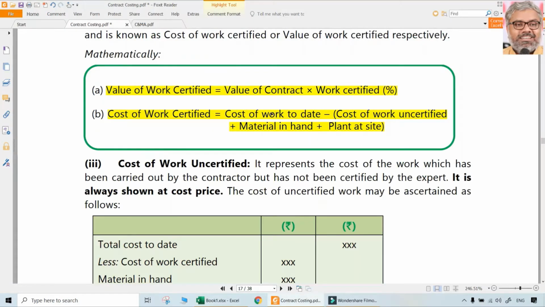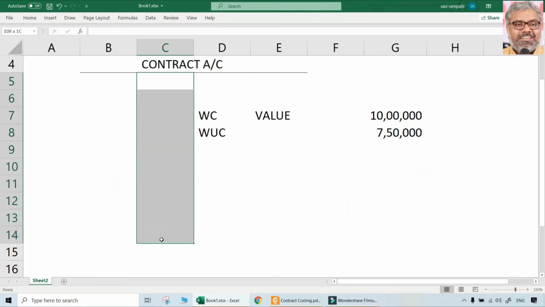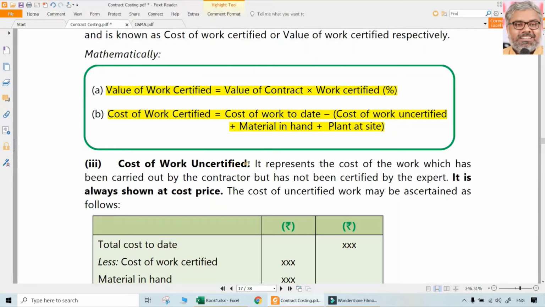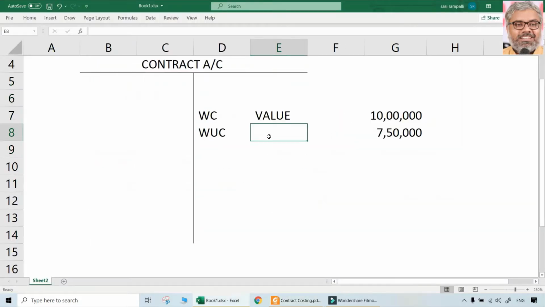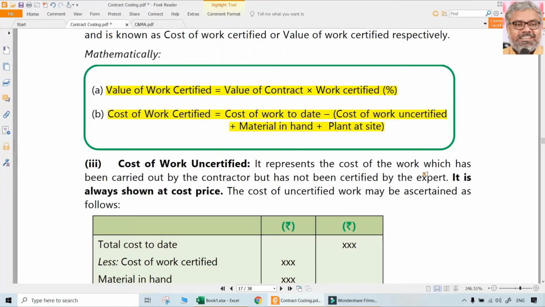That is, how to get the cost of work to date. That is all the total debits we have already made on the debit side of the contract account, minus the cost of work uncertified, not value. For uncertified, we should not take value because we don't know whether it will be certified or not in future. So for uncertified, we have to take cost. So cost of work to date minus the cost of the work uncertified, minus materials in hand at the end of the period and plant at site at the end of the period. If you reduce them, that is the total cost of the work certified.